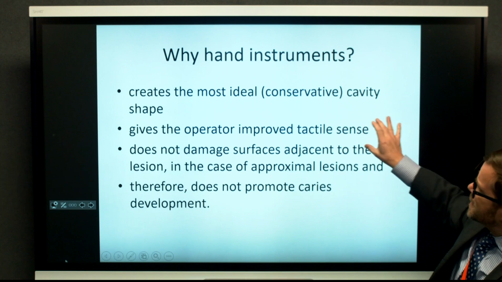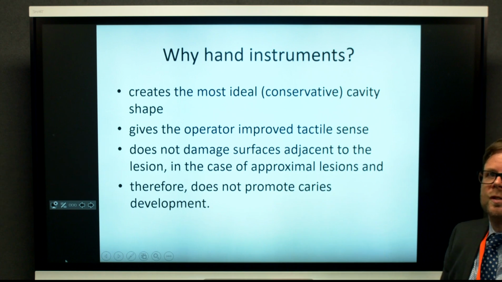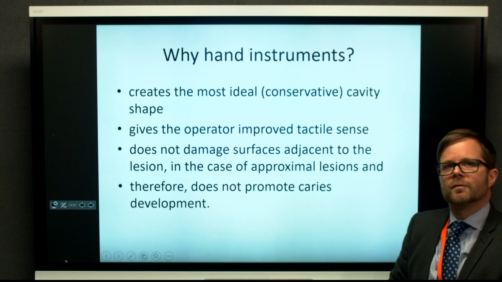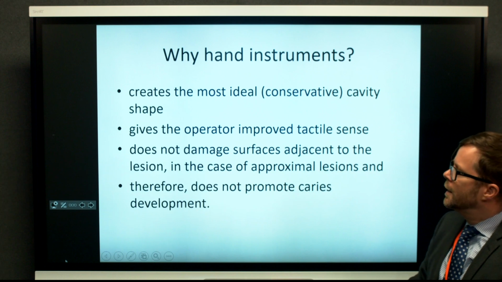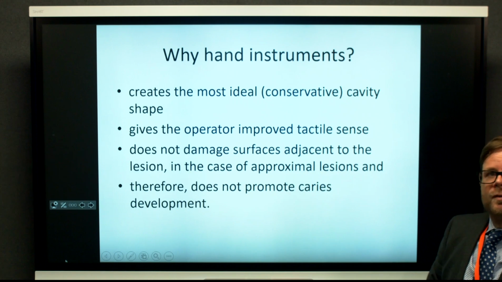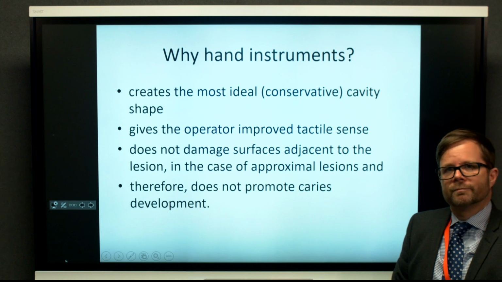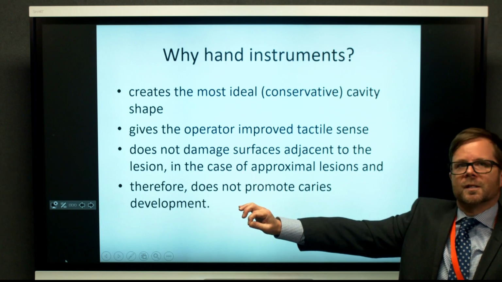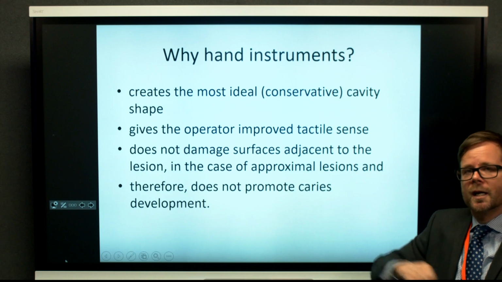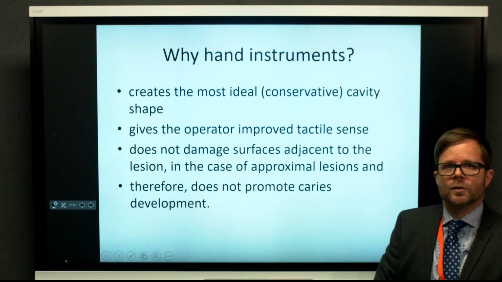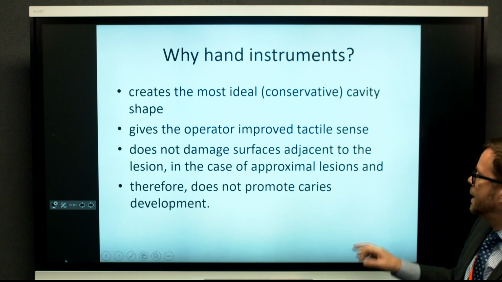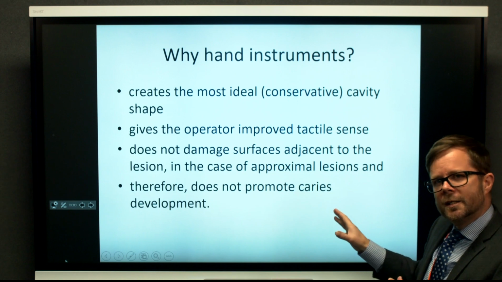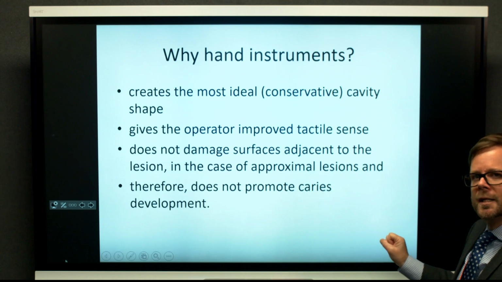So with this tactile sense you get from just using hand instruments, it means that you're more conservative in the amount of tooth that you remove. It also means you don't damage surfaces adjacent to the lesion, right? So with a handpiece you can actually sort of drill off to the side and remove sound tooth tissue. It's very easy to do that. So it's very conservative in its outcome.